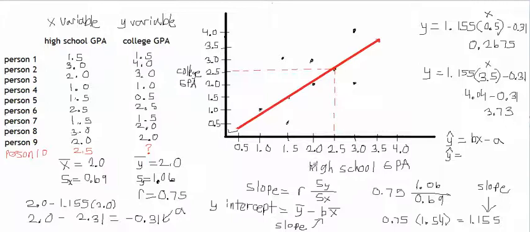So it's y equals the slope, which is 1.155, times x, which is 2.5. The person's college GPA is 2.5. Minus our y-intercept, which is 0.31. Since the y-intercept is negative, we're subtracting it. I mean, it's a subtraction sign and not an addition sign. Technically, it's also just adding a negative number at the end.